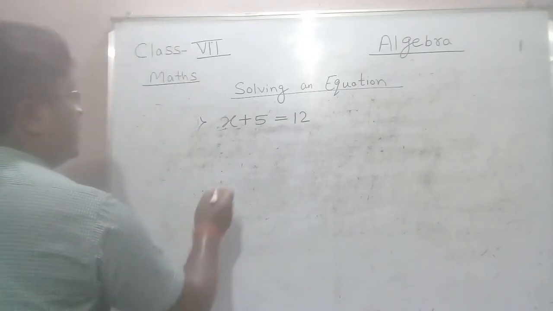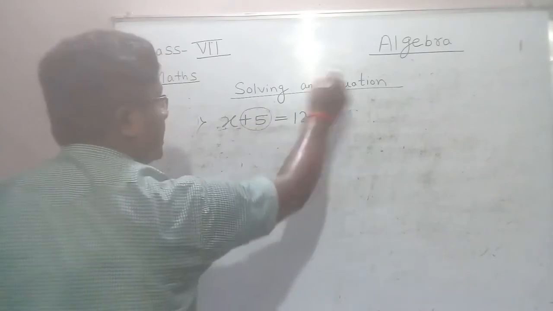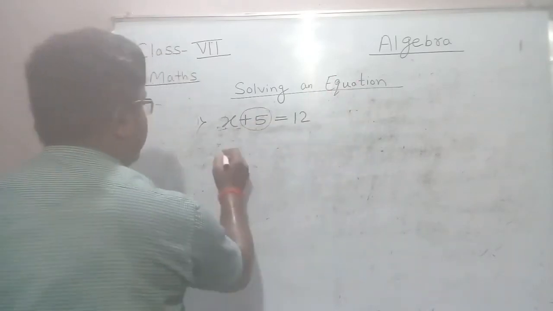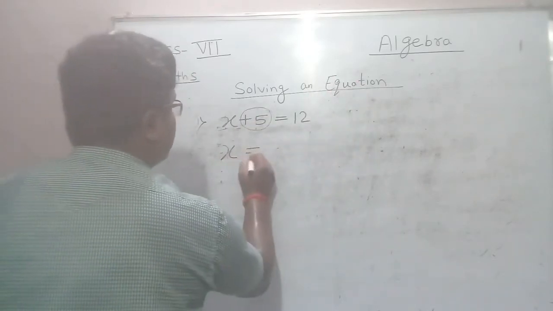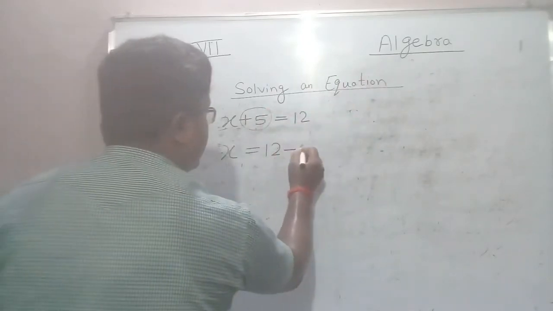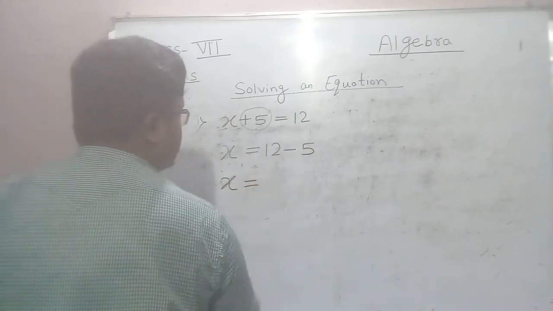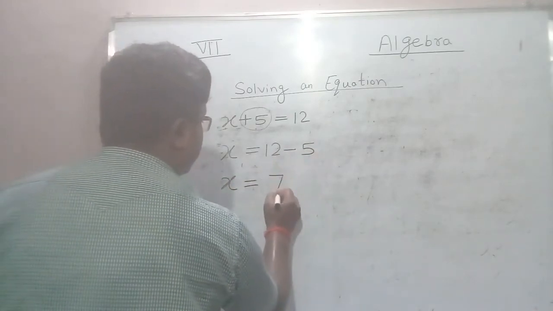So what we have to do? We have to transfer this plus 5 to the right hand side. What will happen then? x is equal to 12 minus, because if it is plus and you transfer it to the right hand side, it will be minus. So what will be the value of x? x is equal to 12 minus 5, that is 7.